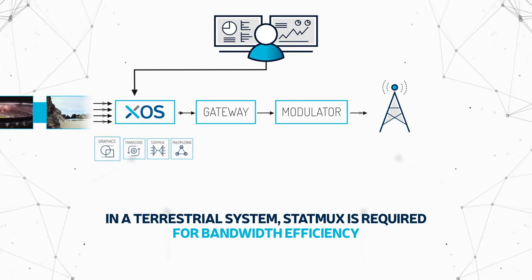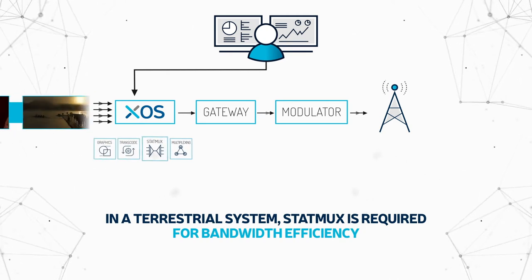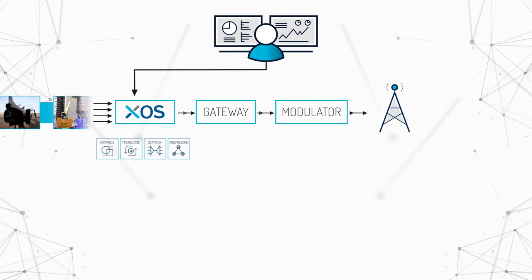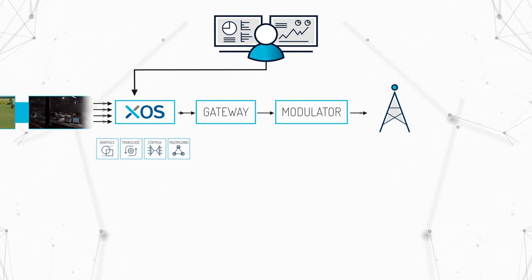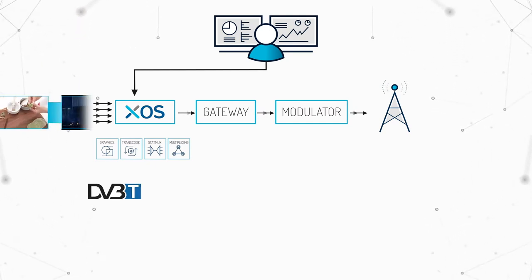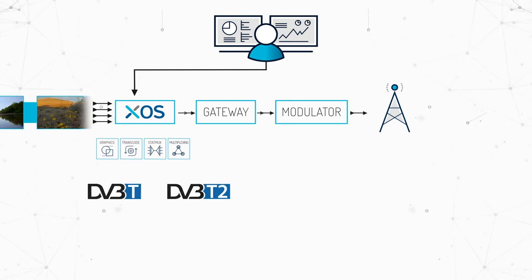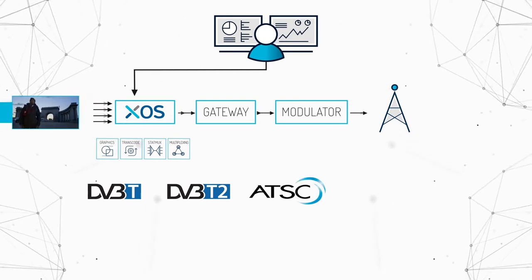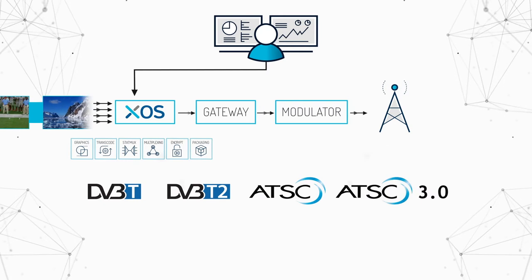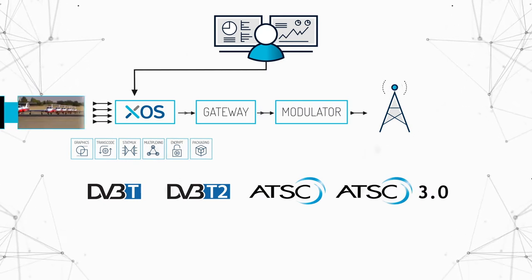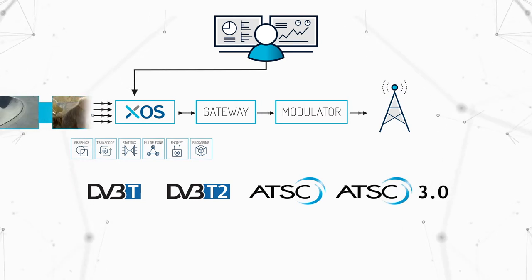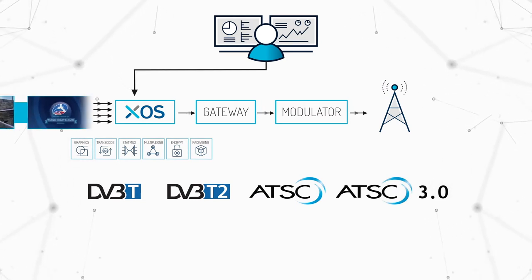In a terrestrial system, StatMux is required for bandwidth efficiency. To operate fewer channels, deploy one standalone XOS appliance, configure it from its web interface, and it's ready. XOS works with DVB-T, DVB-T2, ATSC 1.0, and ATSC 3.0 systems. For ATSC 3.0 systems, OTT DASH packaging and DRM are also supported in the box.